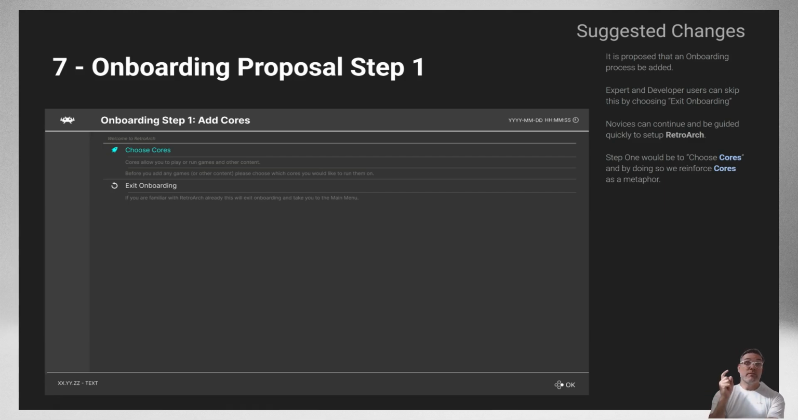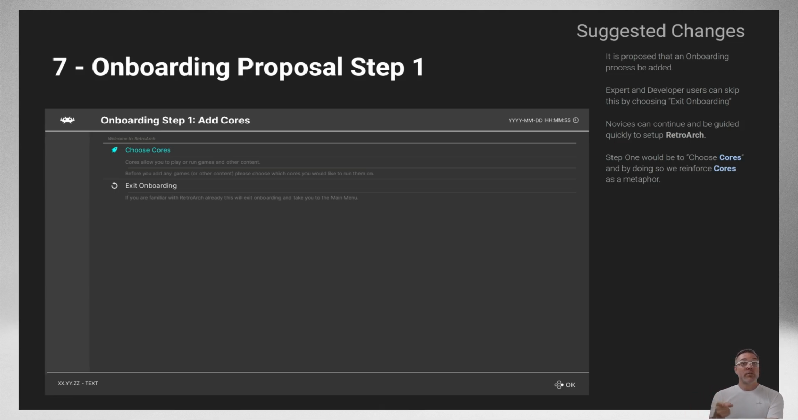So the proposal is, first time you boot, if it doesn't already detect that RetroArch's set up, it would go through this. And this is the first screen you would see. So there's two options: choose cores or exit onboarding. If you're like, I know what I'm doing, then you just exit onboarding and it will set itself up for defaults, and then you've got to go around and do what you would normally do to set up RetroArch. But my feeling is that, one, we want to educate users on what cores, games, etc. are. So let's start there.